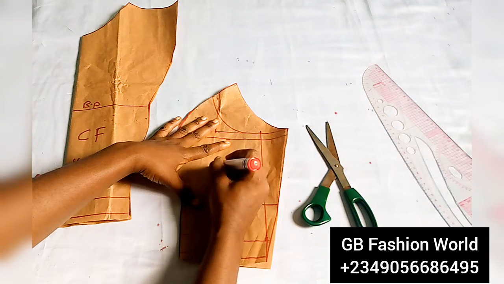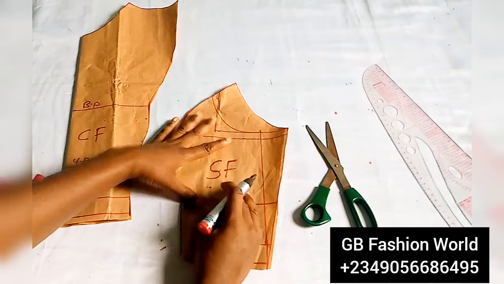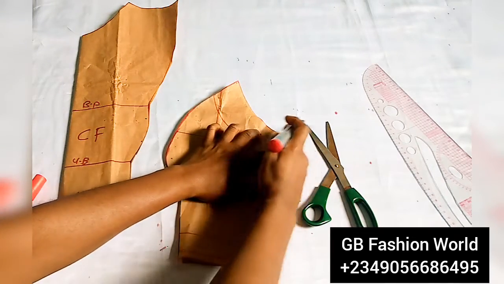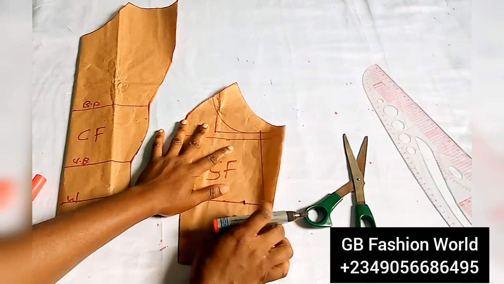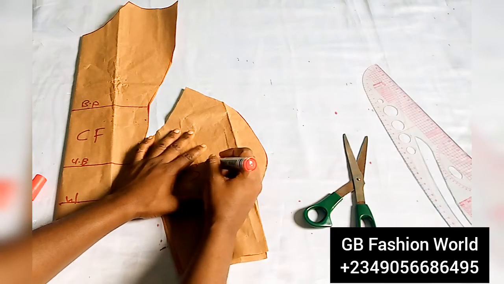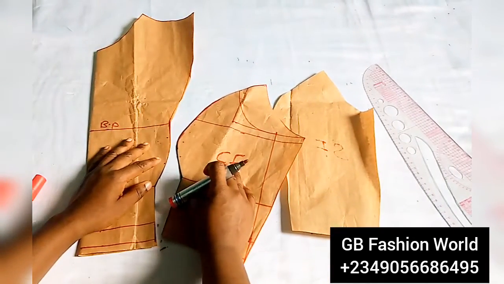This is the side seam for the front. You will add your half-inch seam allowance all around, and then maybe 1.5 or 2 inches for your side seam allowance. This is the side seam for the front. So this is what I have. Let's see the pattern.